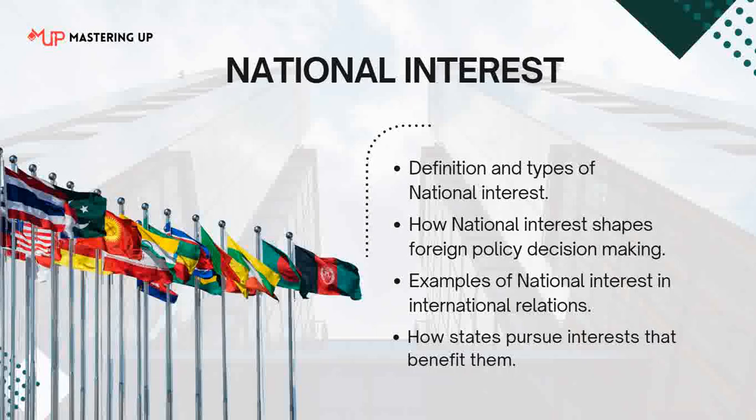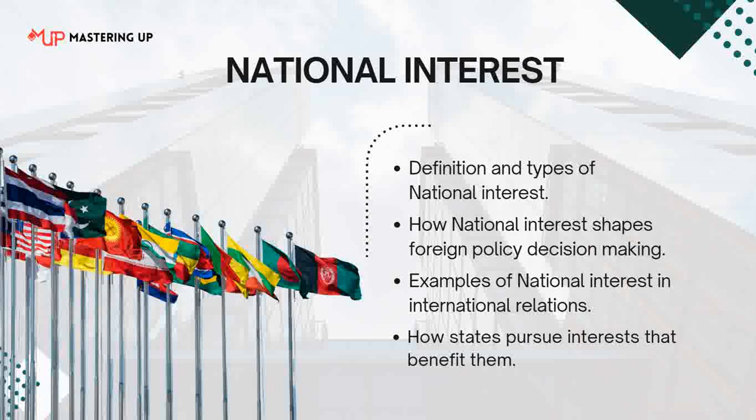National interest plays a very crucial role in shaping a state's foreign policy decisions. And policymakers of a state must actually weigh the potential benefits and the costs of different policy options, and then they choose the one that best aligns with their state's national interests. So how do states pursue their national interests in practice?